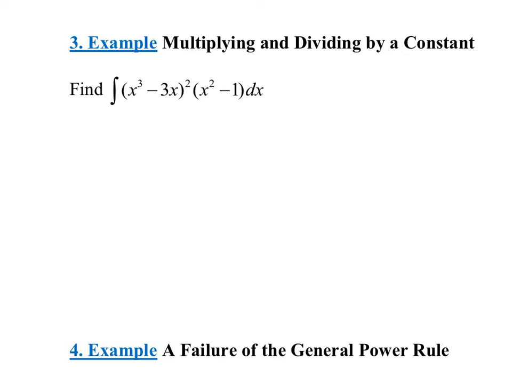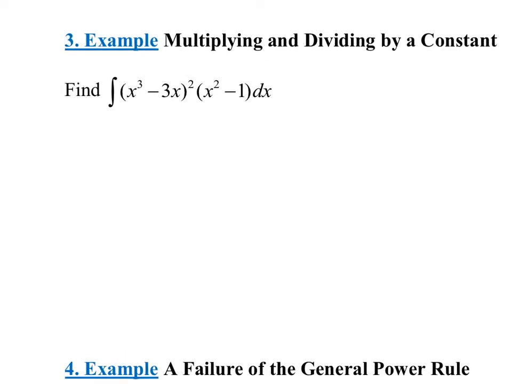Alright, so what do we do on this one right here? This is example 3. It says find the integral of (x cubed minus 3x) quantity squared times (x squared minus 1) dx. Again, one way would be foiling this out, but it would be a heck of a mess if we foiled all this out. So let's see if there's a simpler way.